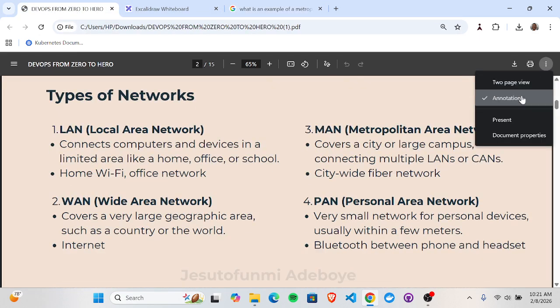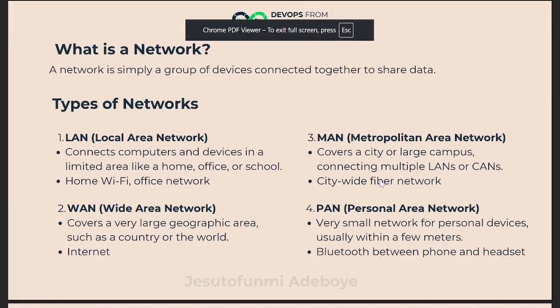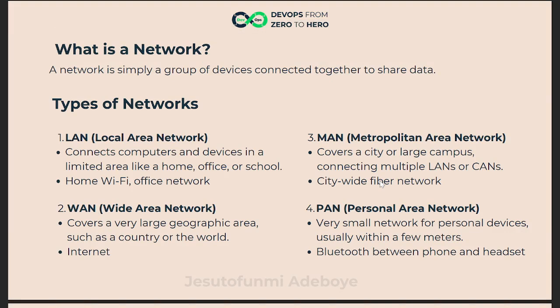So the next one is PAN. The next one is PAN, and PAN is what? This is a personal area network, right? It is a very small network for personal devices. It is meant for personal use, and it is just within a few meters away.